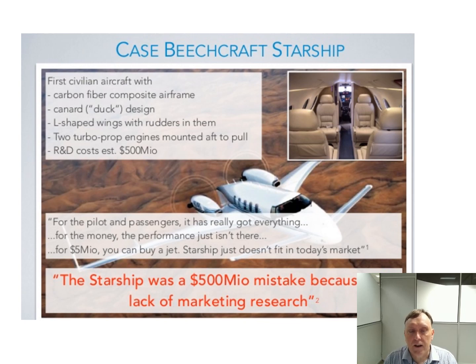Beechcraft, in this particular case, came up with the idea, as new technologies were coming in, that they would replace a jet-engined executive jet with a turboprop aircraft, very advanced in design. This was the first civilian aircraft with a carbon fiber composite airframe. The whole frame was made out of carbon fiber, not steel. It had the canard design, the little wings at the front, the L-shaped wings with winglets at the end, and 2 turboprops mounted at the back, the idea being that they would pull its way through rather than push.